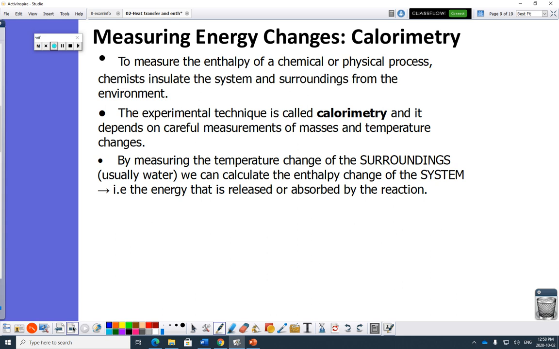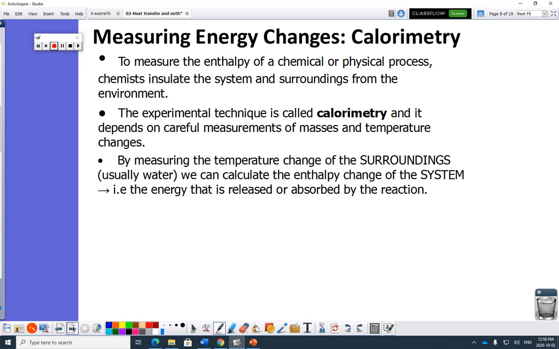So we usually use distilled water that's readily available, and it's easy to measure the temperature change of the water. We can't easily put our thermometer in between the two little reacting particles, so we can say, okay, the temperature of the water went up by 10 degrees Celsius. That means, where did it get that energy from? It got it from the reacting system. The system reacting or changing state released energy.